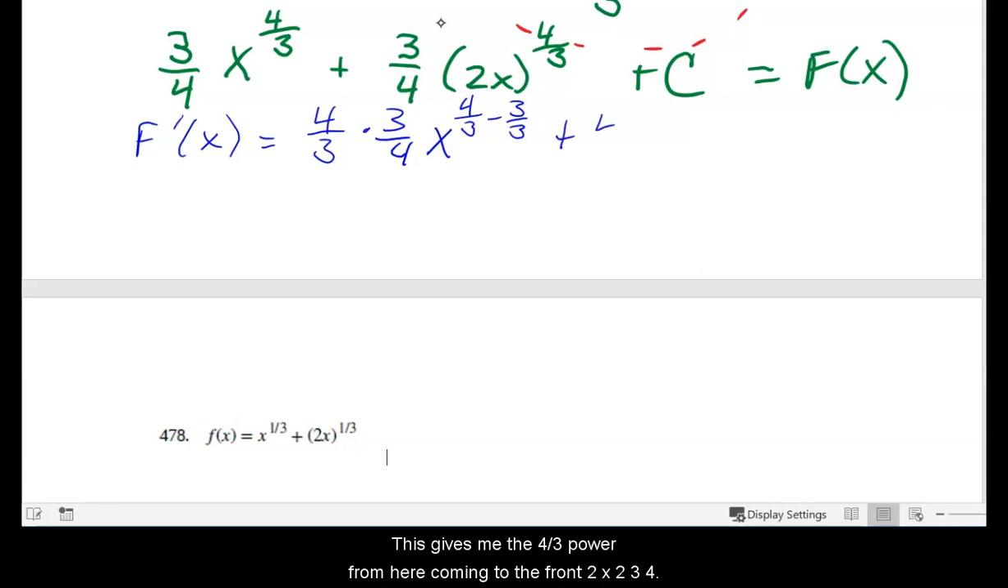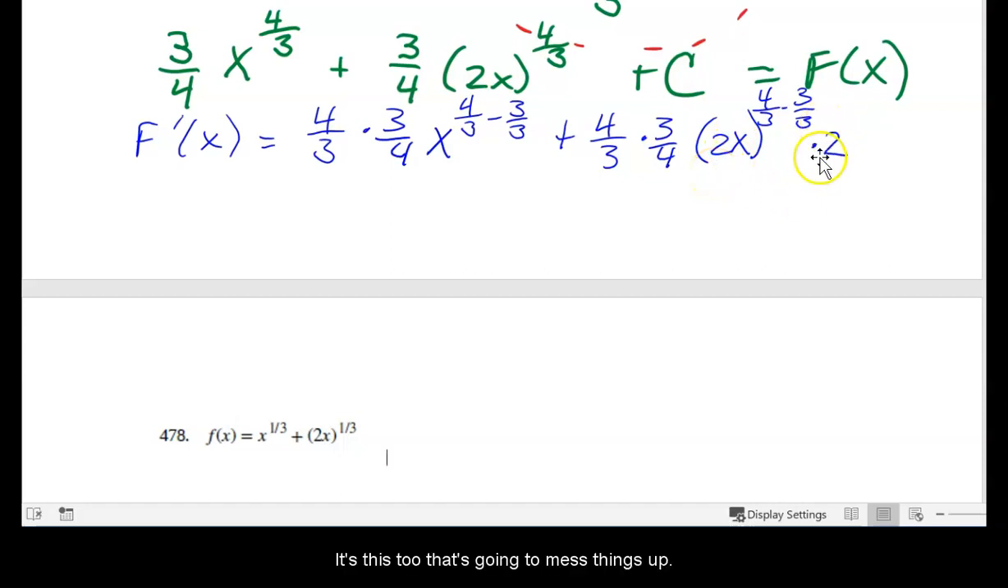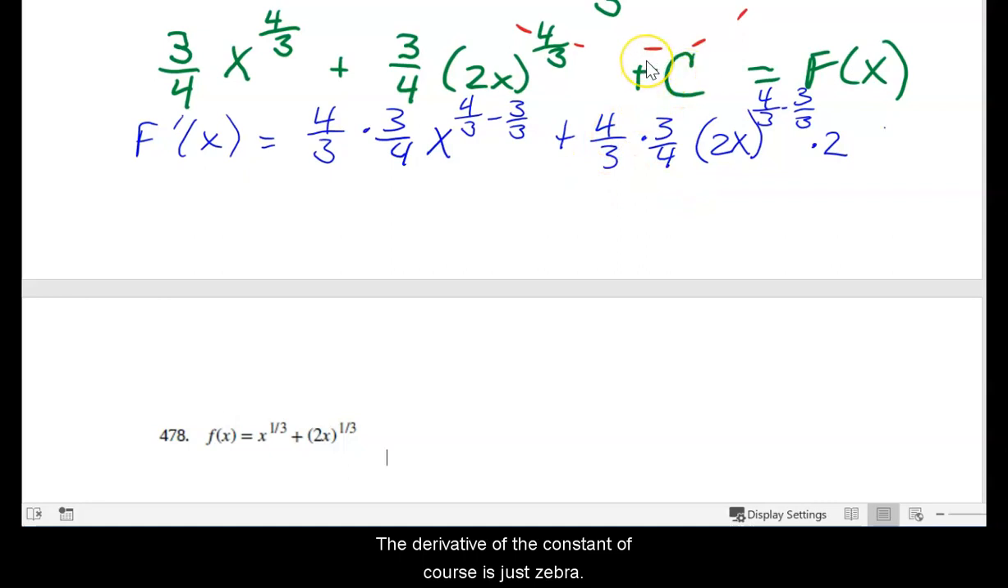This gives me the 4/3 power from here coming to the front to multiply by the 3/4, leave the base function alone, subtract 1 from the power, and then multiply by the derivative of the inside. The derivative of 2x is 2. It's this 2 that's going to mess things up. The derivative of the constant, of course, is just 0.